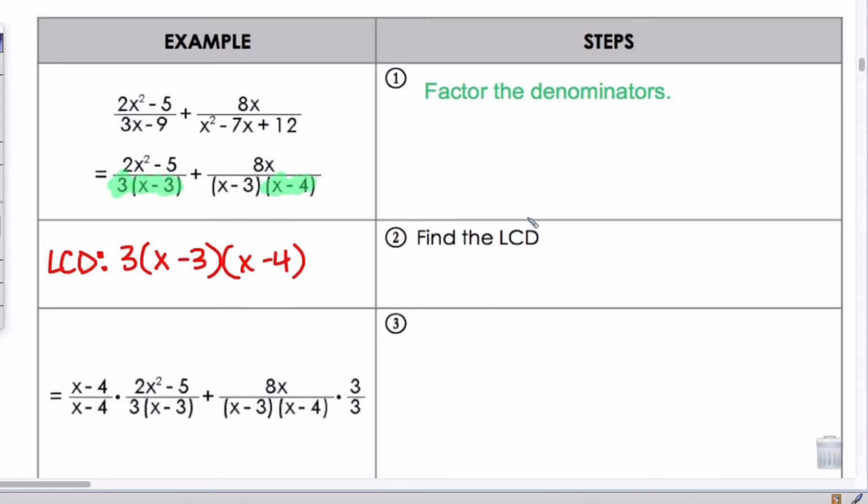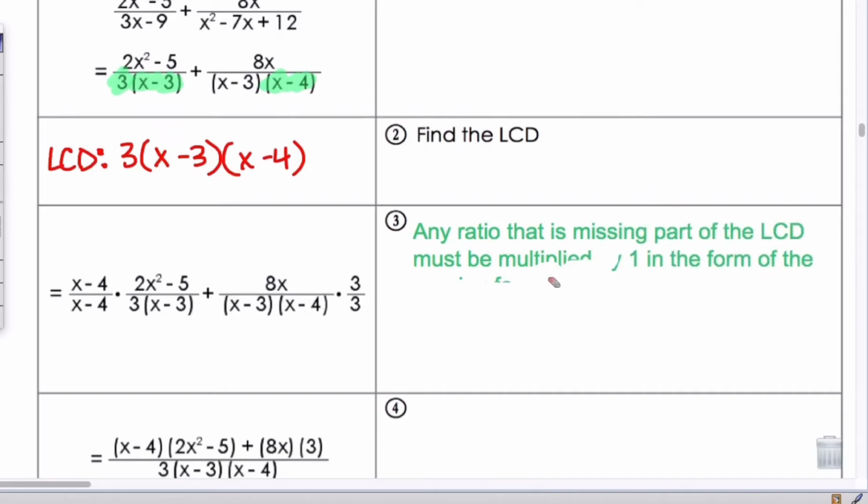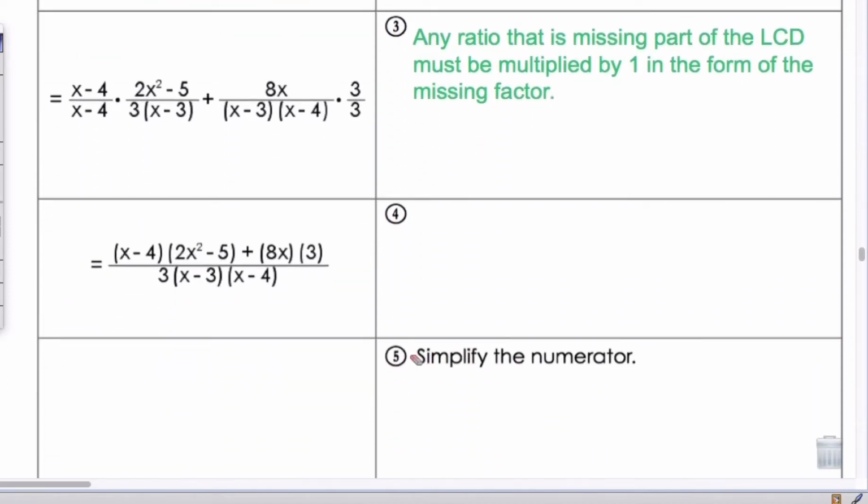If I look at step 3, I can see that they're multiplying the first expression by x minus 4 over x minus 4, because that's what's missing. And the second one is 3 over 3 because that's what's missing from this expression. So any ratio that is missing part of the LCD must be multiplied by 1 in the form of the missing factor. And we can see that that is what is happening. We saw that in the last example too. All right, step 4.